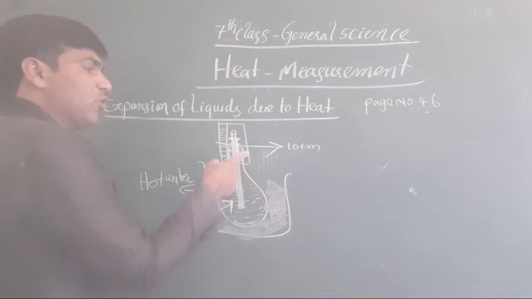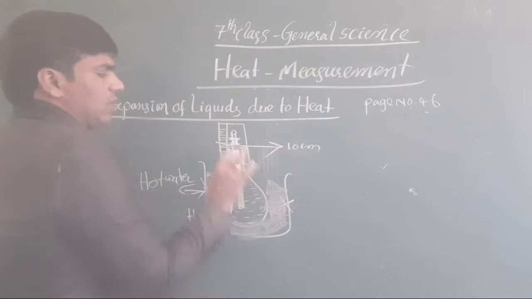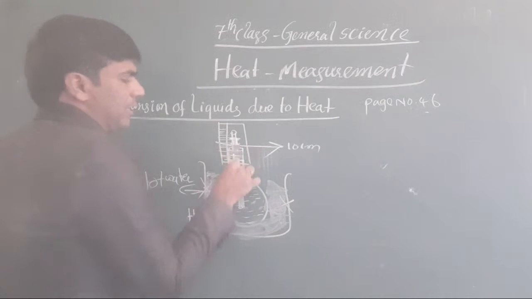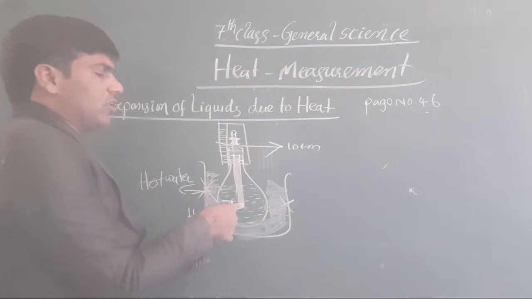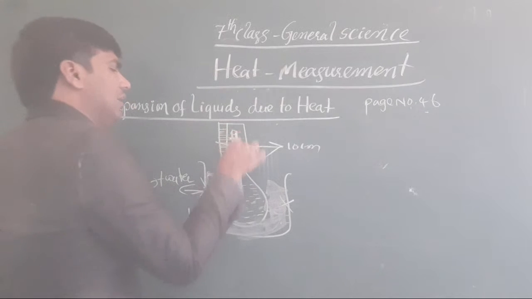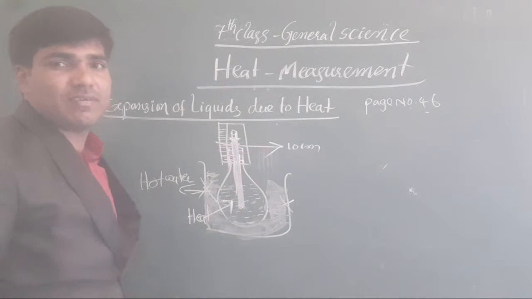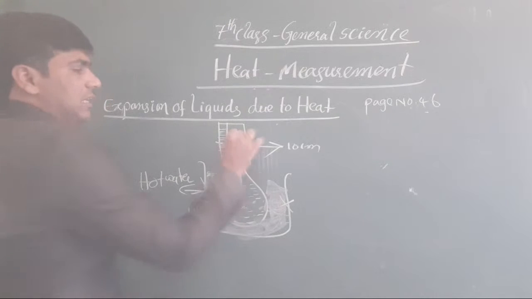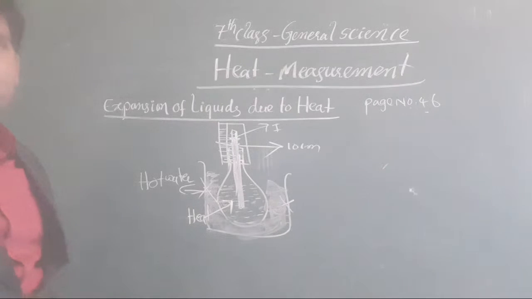Now, before that, in case there is no hot water, the level of our water in the capillary tube would be here only. But when we provide hot water to this flask, automatically the level of water in the capillary tube increases. Clear or not, all of you? The level in the capillary tube increases. Why does it increase?